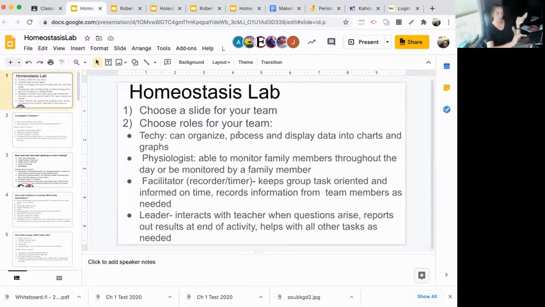Number 2, once you're in a team, you are going to choose roles. So who's going to be your techie? Who is good with graphs and charts and organizing data? Okay. Who's going to be your physiologist? Who is able to actually monitor family members and collect data, and use the sensors, depending upon whatever your group decides their question is? Facilitator is your recorder, your timer, keeps your group task oriented, and records information from your team members as needed. And then your leader is interacting with me if there's any questions or problems, and then reports out.